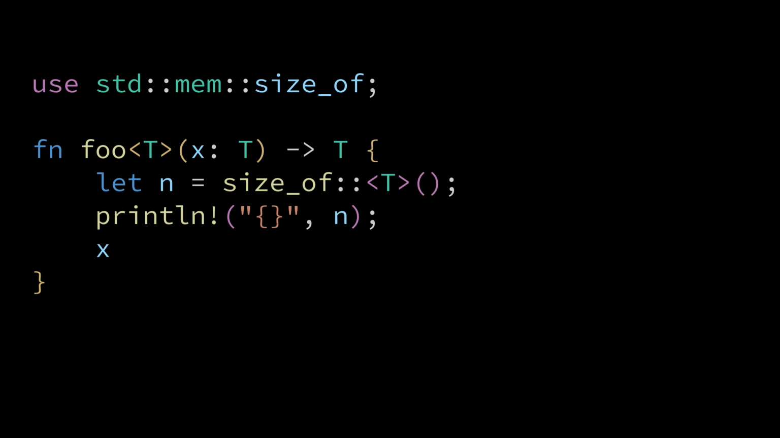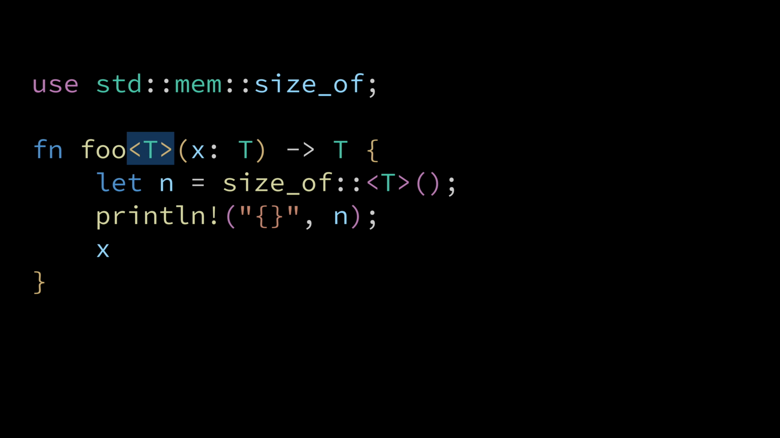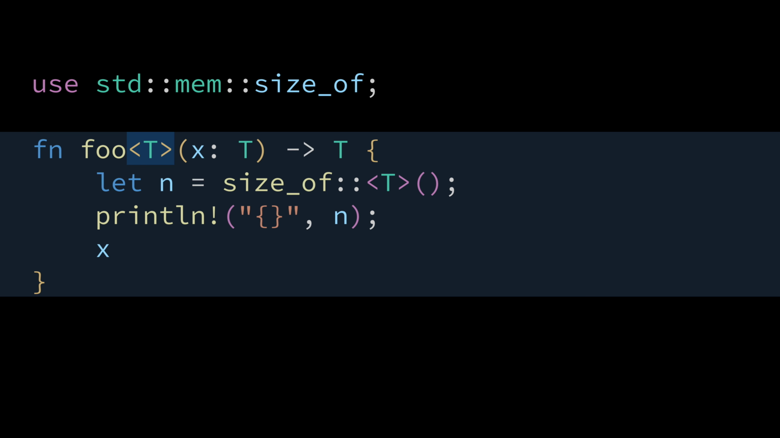We could use sizeOf to make the foo function slightly more interesting by printing out the size of T. Why not? Inside foo, I can use T anywhere that accepts the name of a type. So n is the size of T, and we can print it out. When you declare a generic parameter name in angle brackets on a function, that name, T in this case, stays in scope until the end of the function. So I can use T in the parameter types, in the return type, and in the function body.